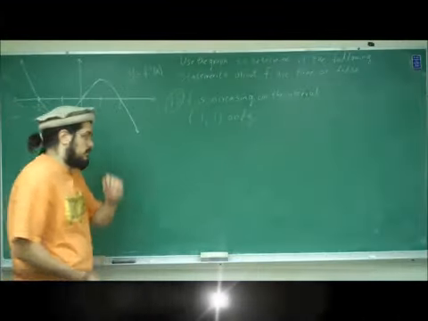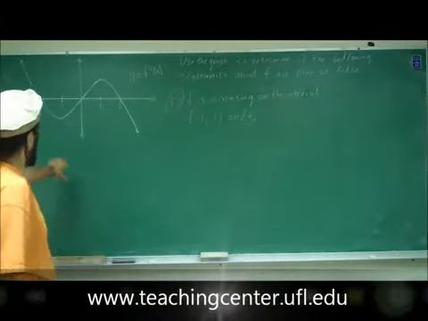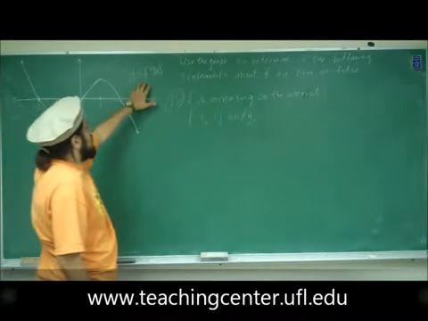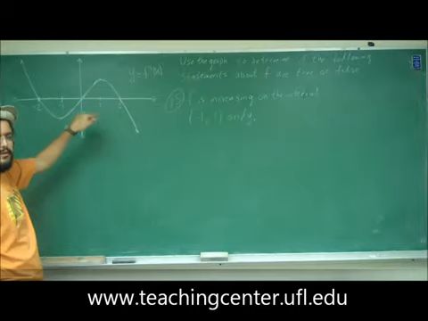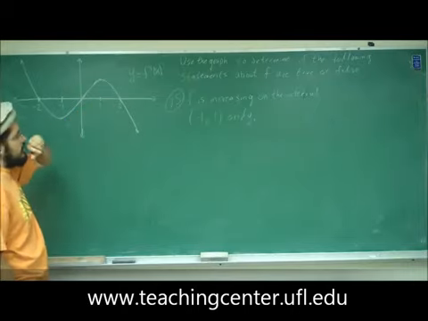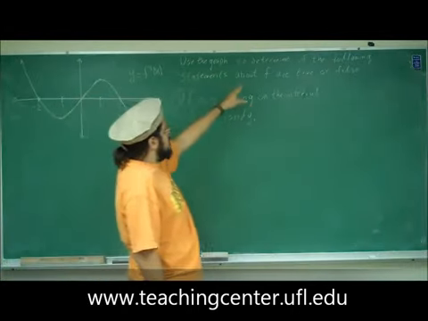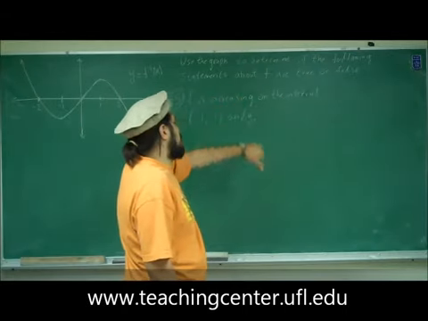Alright, so this is problem 15. Problem 15, they give you a graph. They give you the derivative of the graph. So they don't give you the graph, they just give you the derivative of that graph. So they give you f prime of x. It says, use the graph to determine if the following statements about f are true or false.